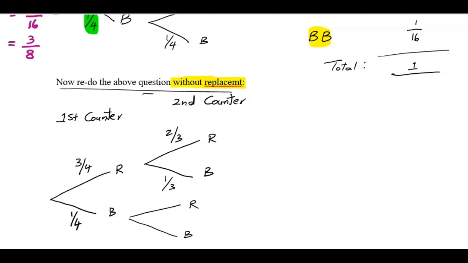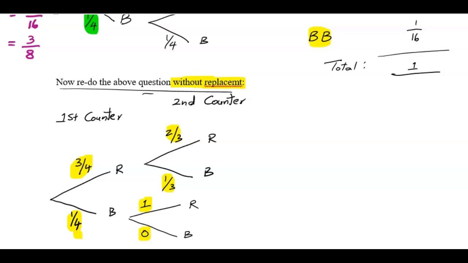If the first counter was a blue one, for my second counter, I still have all 3 reds left out of 3. So 3 out of 3, which is just simply equal to 1. I have no blue counters left, which means the chances of me getting a blue counter for the second attempt is going to be equal to 0. And again, I want you to focus on each combination of branches. Each combination should always add up to 1, and that's the key to drawing a tree diagram.